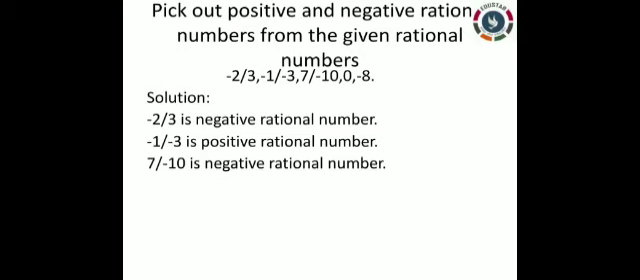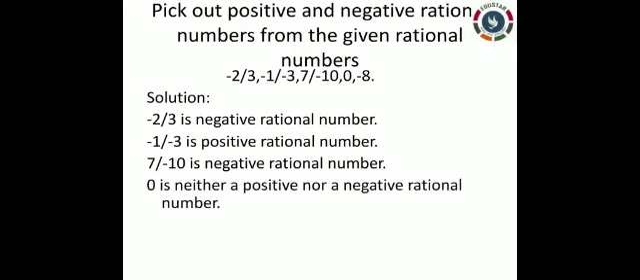Next one, 0. 0 is neither a positive nor a negative rational number. Last one, minus 8. Minus 8 is a negative rational number because its numerator is negative and the denominator is positive. Minus 8 can be written as minus 8 by 1.